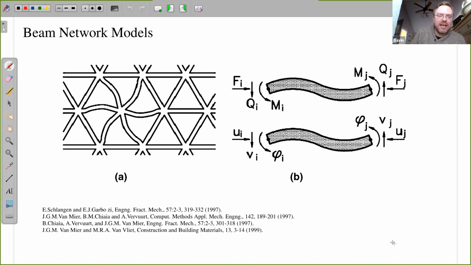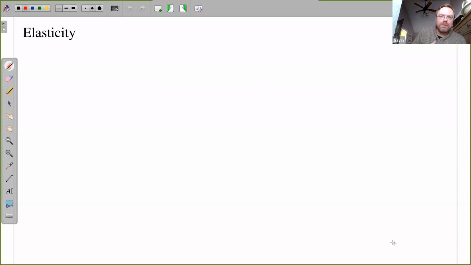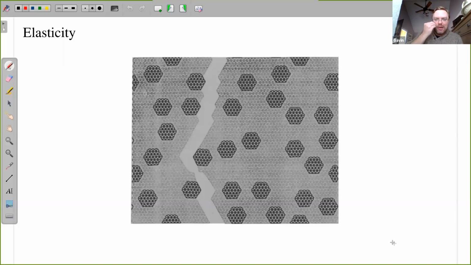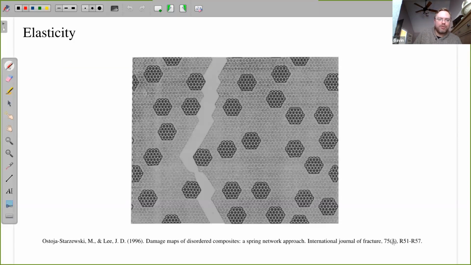Now, in terms of what you can do with this, the first thing you want to do is, well, can you capture elasticity, right? Here's a simulation from Stoszewski, where they were looking at solid particles in a matrix. This is a very old paper. Basically, all you do is remove bonds based upon some criteria. This is some of the very early fracture mechanics that was being done with these types of models.